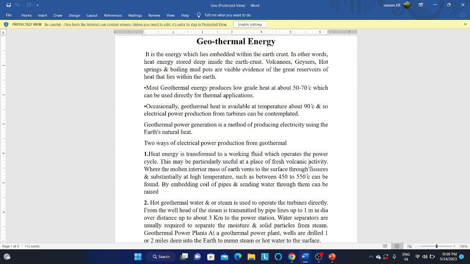There are two ways of producing geothermal energy. The first way is that heat energy is transferred to a working fluid which operates the power cycle. This may be particularly useful at places of fresh volcanic activity, where the molten interior mass of the earth vents to the surface through fissures at substantially high temperatures, such as between 450 degrees Celsius and 550 degrees Celsius. By embedding a coil of pipes and sending water through them, the water temperature can be raised.